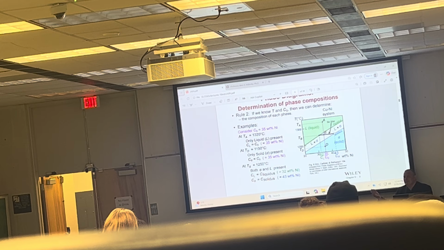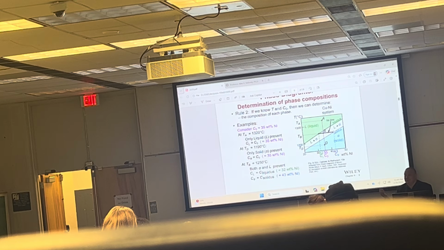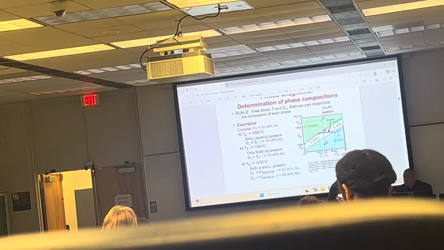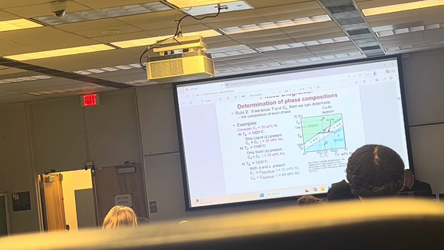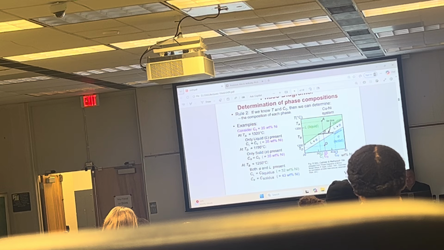Do you have any questions of how to determine the concentration of the liquid and the alpha phase based on the second rule? Because there'll be problems that you would have to solve, and we might as well sort it out now. If you don't get it, this is the time to ask questions.